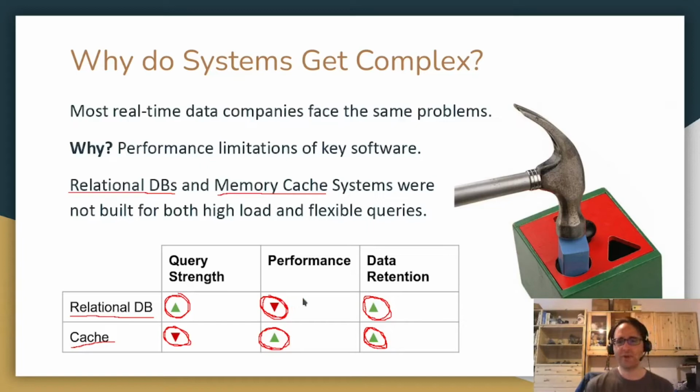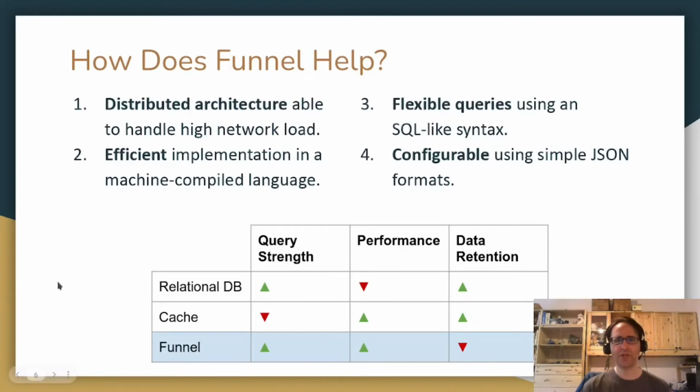But we're in a bit of a bind. For a business like ride hailing, we want a system that has really high performance like a cache. We want to have that. But we also want to be able to execute flexible queries like a relational database. We want to be able to search by the number of seats in the car, how close it is. And dealing with the limitations of each of these respective systems is one of the reasons why these systems become so complex. So how does Funnel help?